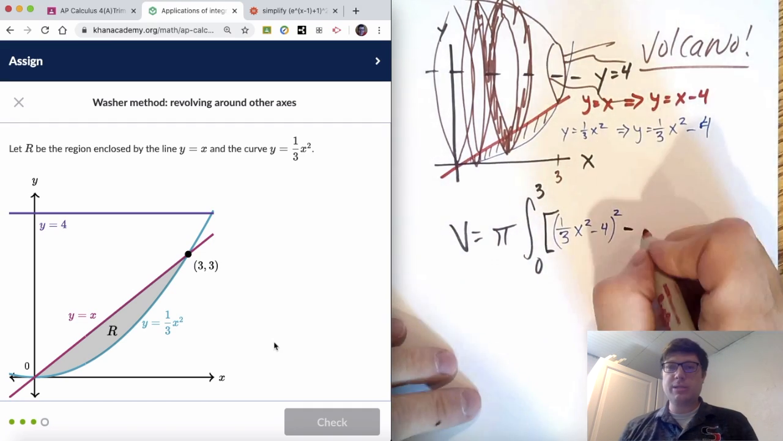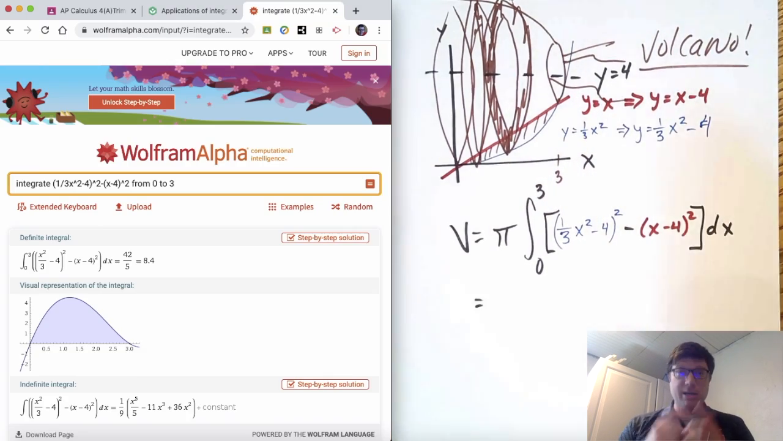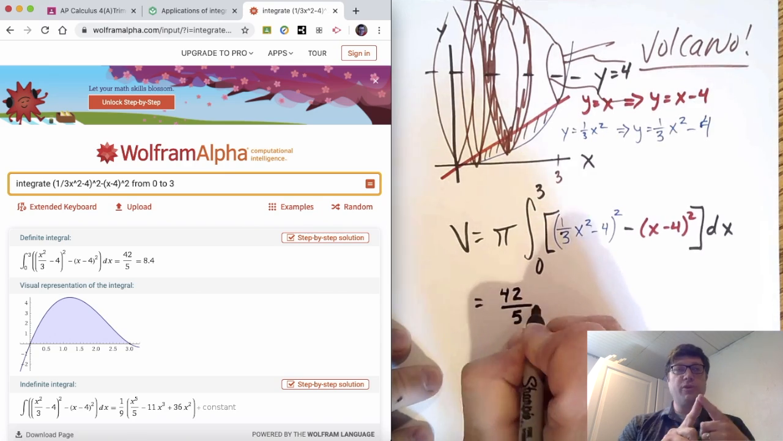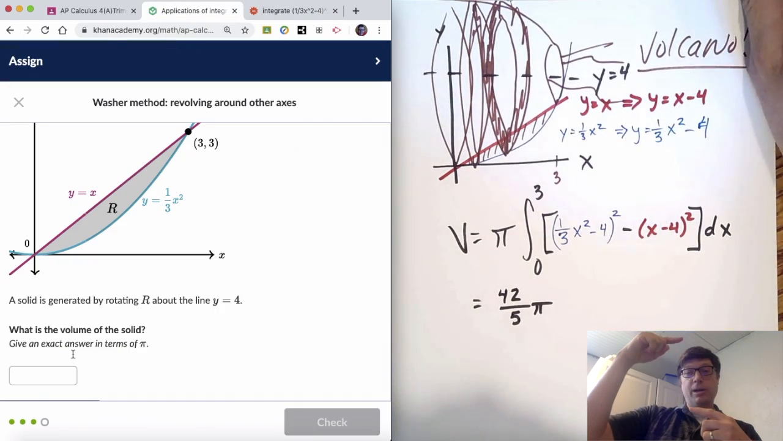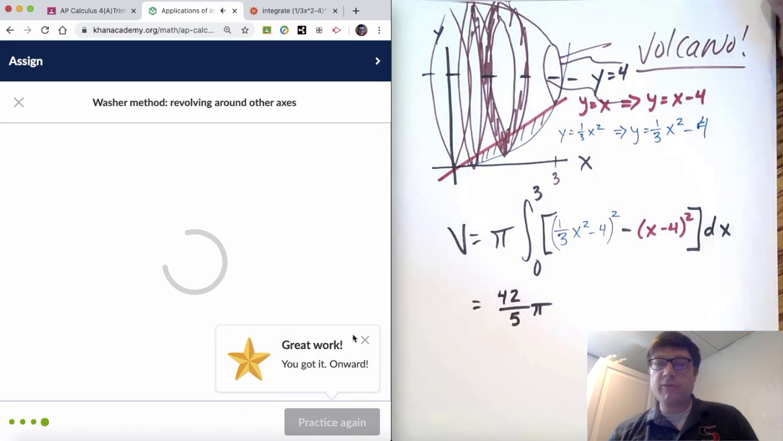So the way that I drew it, I didn't stick with the same blue-red color consistency on what was outside or inside. It does come down to you spotting which function is further away. That's the bigger radius from the line of symmetry, and which one's closer. And using some Wolfram Alpha or other calculator technology, integrate it, get an answer.